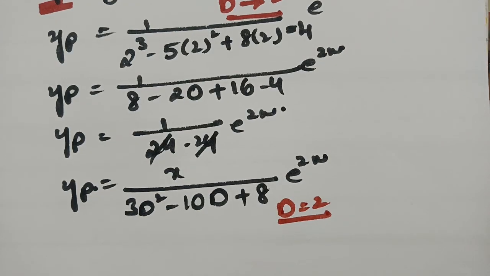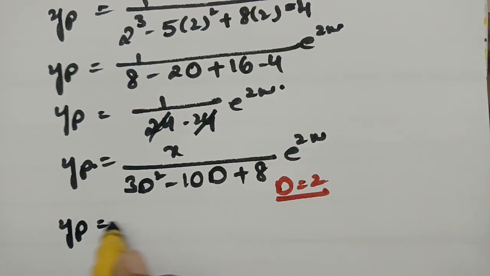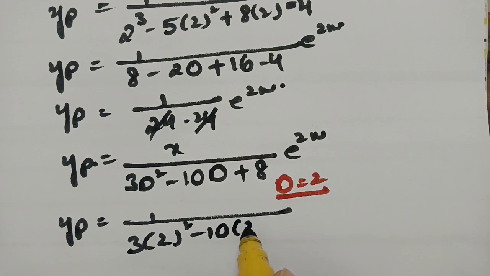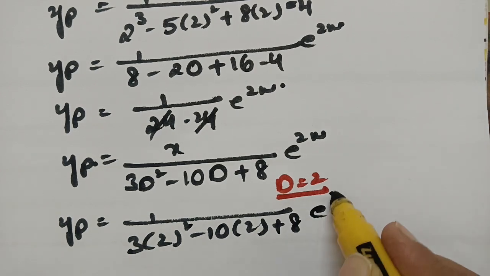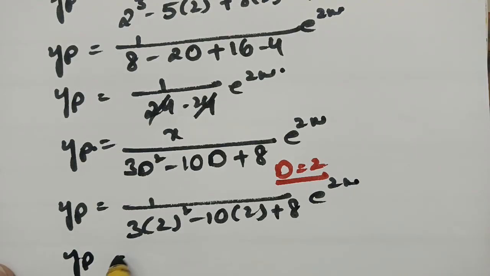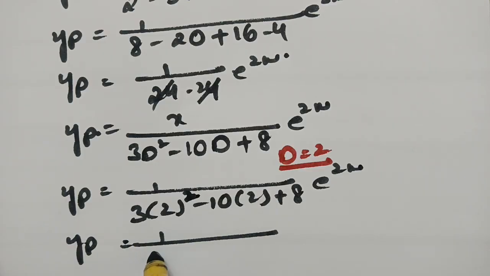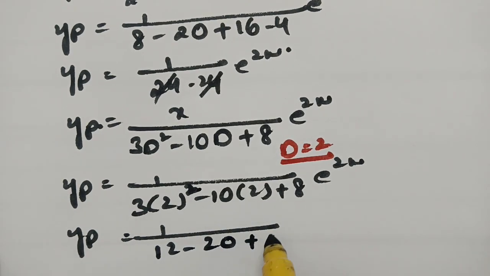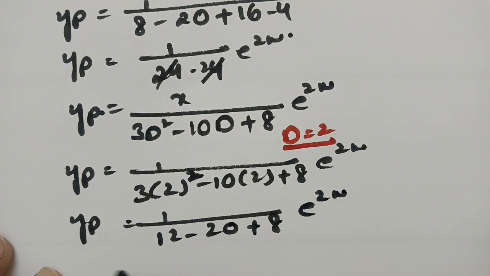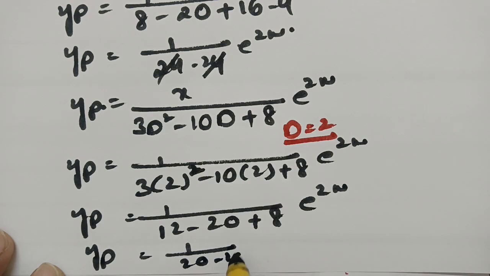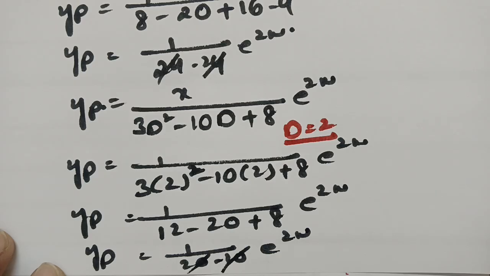So if I keep D is equal to 2, then see what happens here. This value is going to become 3 into 2 square minus 10 into 2 plus 8, into e power 2x. So yp value is equal to 1 by, see here, 4, 3 is 12 minus 20 plus 8, into e power 2x. So yp value is equal to 20 minus 20 into e power 2x. So again the denominator got cancelled.